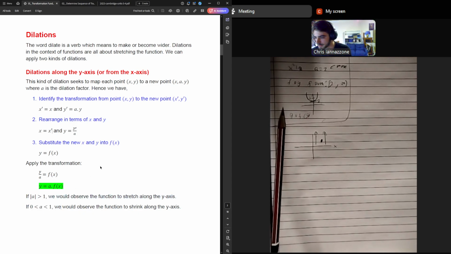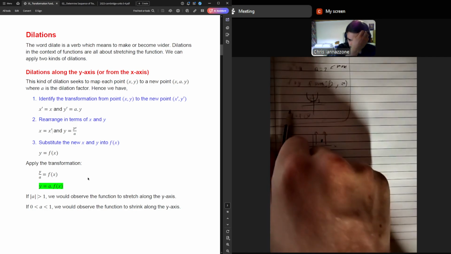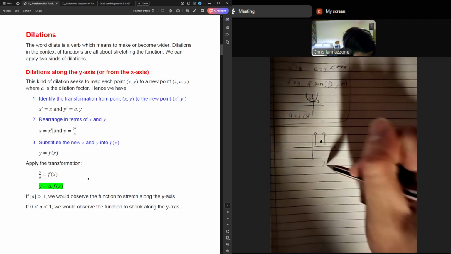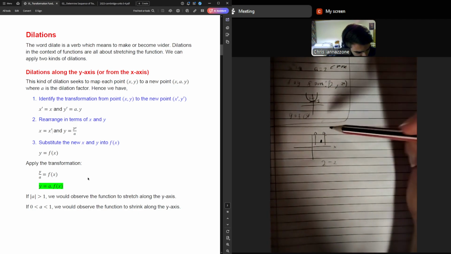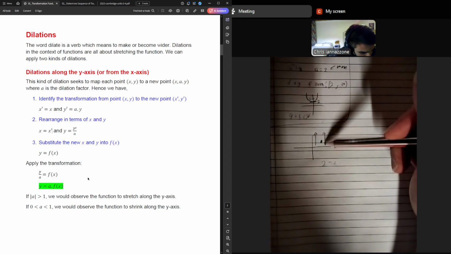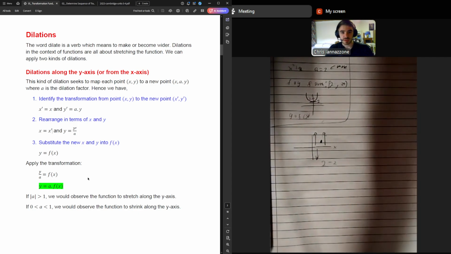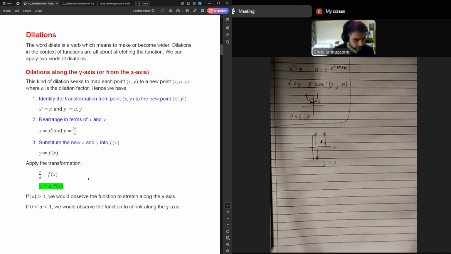This bit here is all about what this actually looks like. So if these little vertical bars here mean magnitude, if the magnitude of your a is greater than 1, then the function is going to stretch. It's going to get further along the y-axis. Now, the reason I say magnitude is because it could be either positive or negative, right? Positive 2 or negative 2 still means that you're stretching along the y-axis, whether it be in the positive or negative direction. It just means you're getting further along that direction.